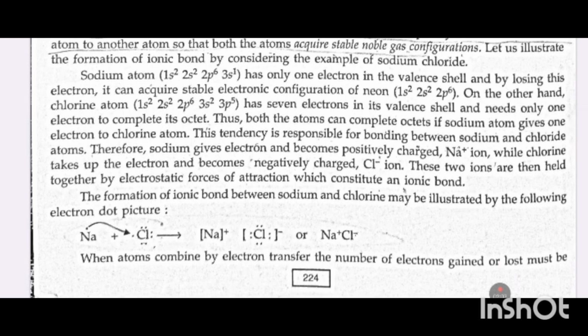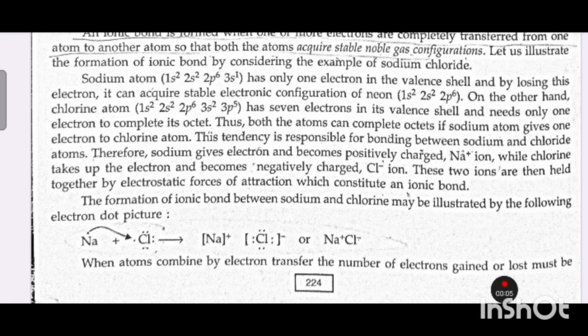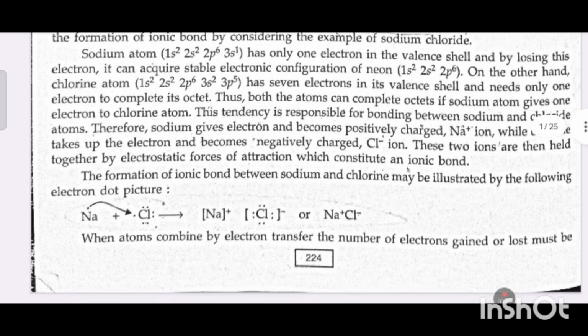Sodium atom, 1s2, 2s2, 2p6, 3s1, has only one electron in the valence shell, and by losing this electron it can acquire the stable electronic configuration of neon, 1s2, 2s2, 2p6. On the other hand, chlorine atom, 1s2, 2s2, 2p6, 3s2, 3p5, has 7 electrons in its valence shell and needs only one electron to complete its octet.